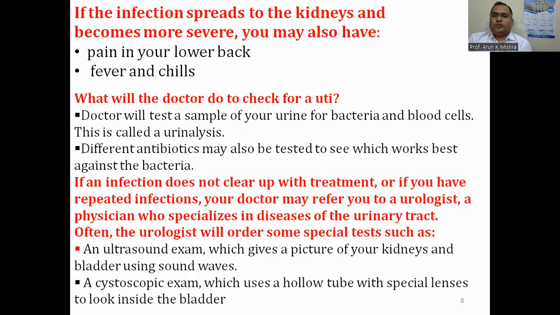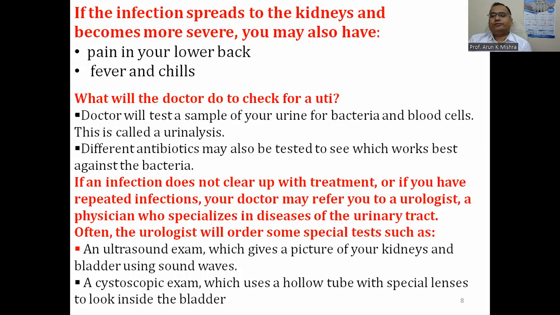So what will the doctor do to check for a UTI? The doctor will test a sample of your urine for the presence of bacteria, blood cells, pus cells and so on. If the analysis of urine with special reference to the presence of bacteria, blood cells, pus cells and other cells is done, the analysis is called urine analysis.